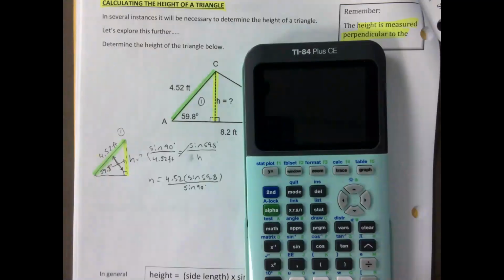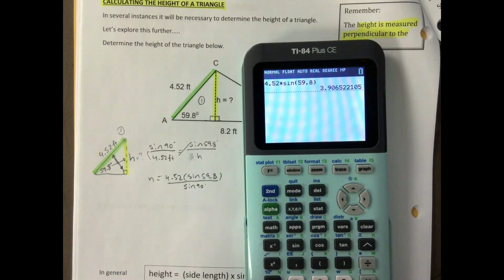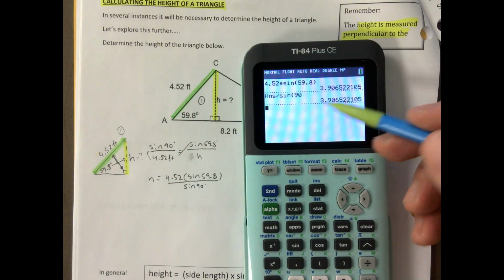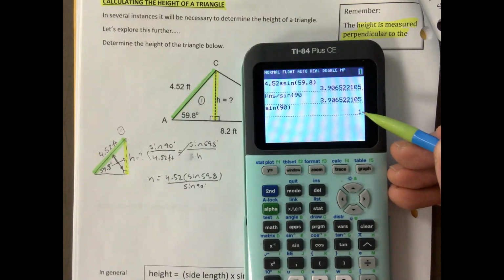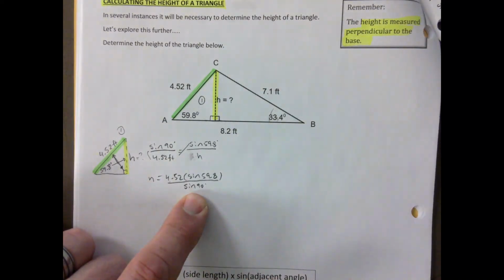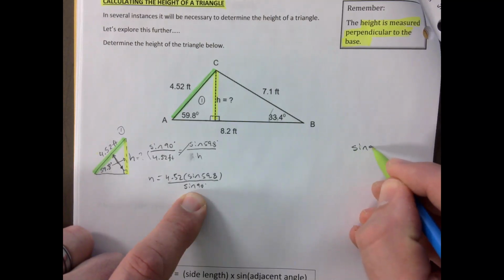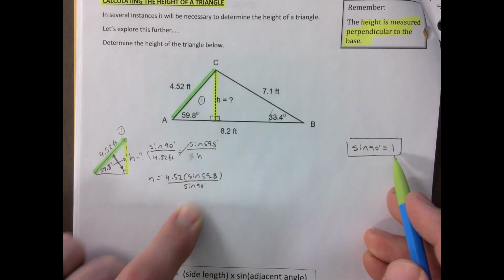Some of you might be surprised if you go 4.52 times sine of 59.8, and then you divide it by sine of 90, watch, nothing is going to happen. It stays the same, because sine of 90, if you just type it in on its own, is always 1. You don't need to remember that, you just need to be okay with it. If you divide and you get the same answer, it's not like you're doing something wrong. It's just that sine of 90 is 1. So make a little note here: sine of 90 is always 1.